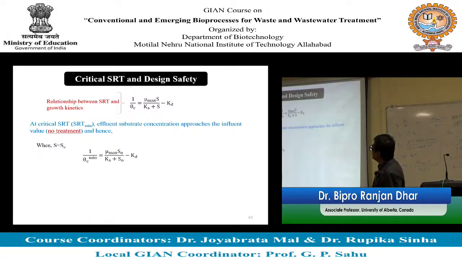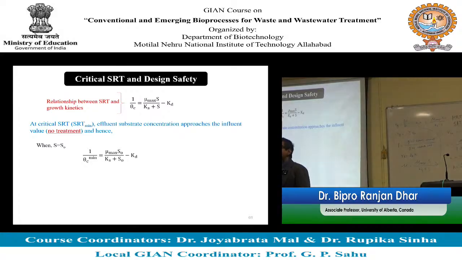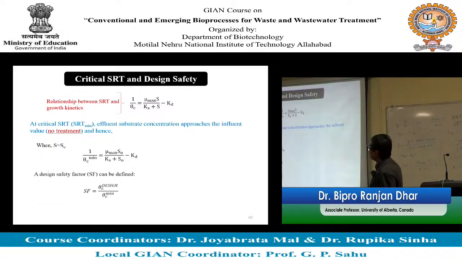So to calculate minimum SRT, we are going to assume that S is equal to S naught, and plug in all the kinetic parameters. And then the value for SRT that we get indicates the minimum SRT that we must maintain to avoid any biomass washout in the system. So this is minimum SRT, and the safety factor is design SRT, what we actually use in reality, divided by the minimum we need. Minimum is kind of theoretical.